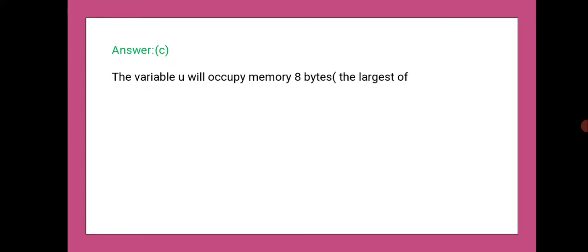Should I repeat this? The variable u will occupy memory of 8 bytes, the largest of the two types. So total memory is 8 plus 5 into 2, that is 18 bytes.